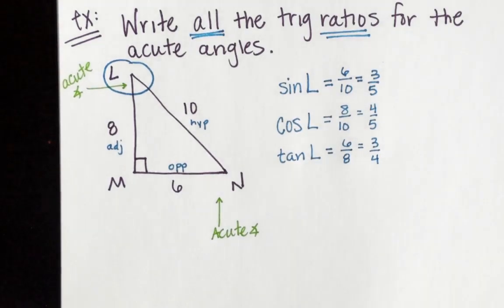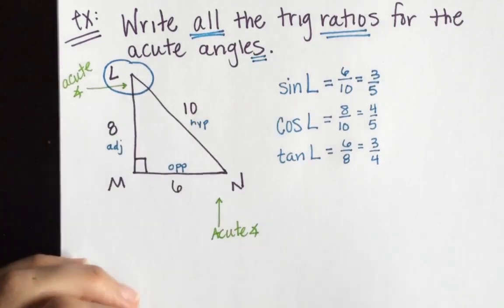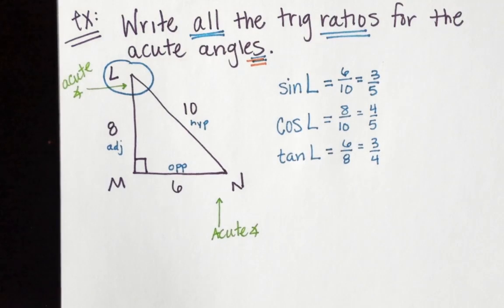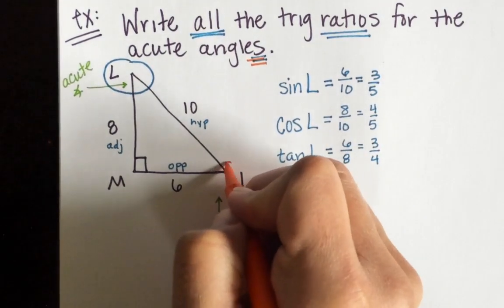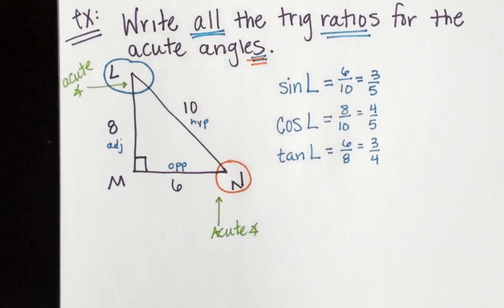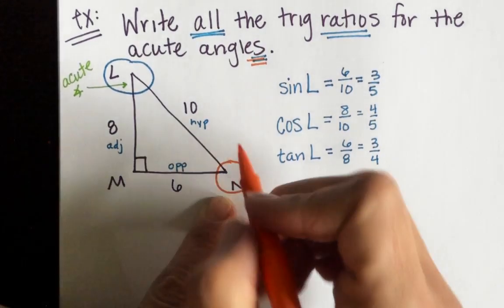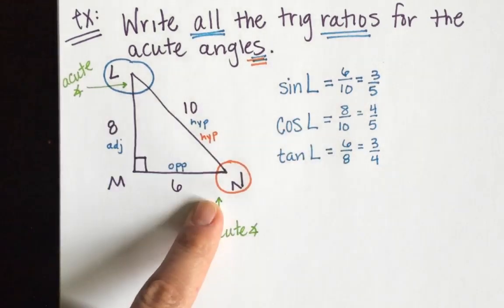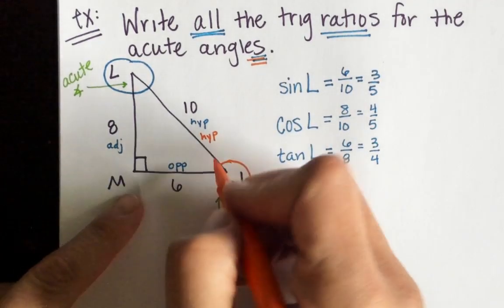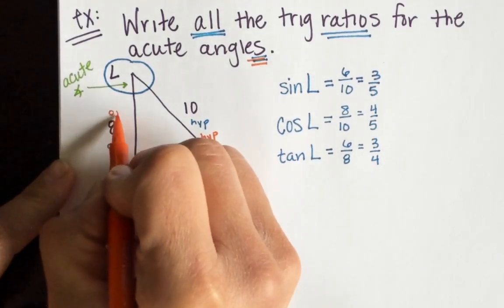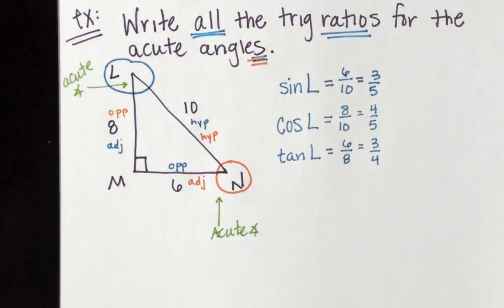Now, that's one of the acute angles. Problem is we want both acute angles. So now we're down here at angle N, and I have to now label, because my opposite and my adjacent will change because I've changed the perspective from where I'm looking. So right now, the good thing is our hypotenuse will not change, but our adjacent does change, and our opposite does change.